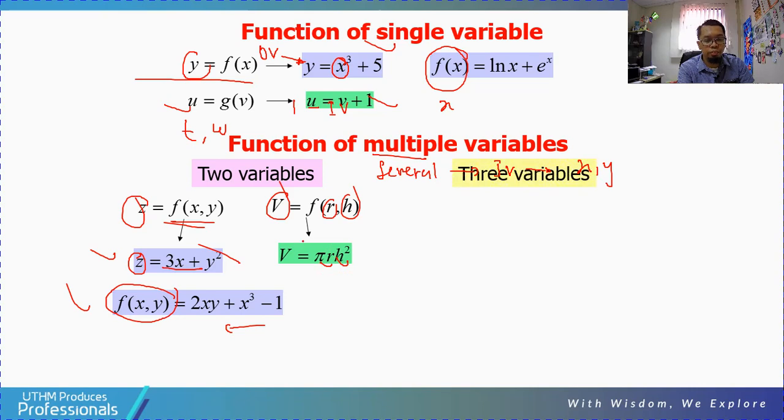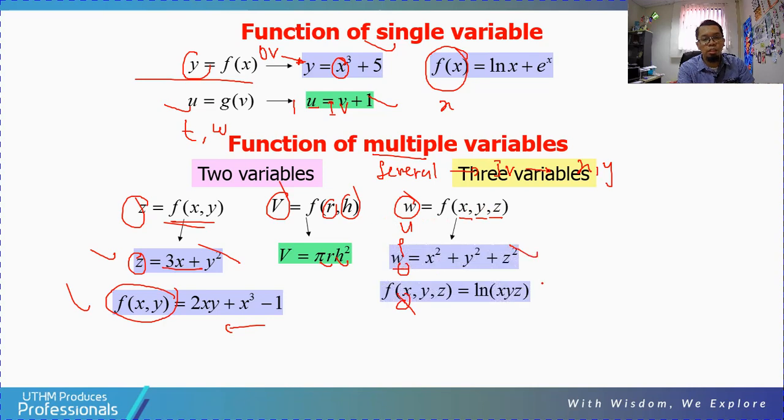Meanwhile, for 3 variables, we have x, y, z. So w is the dependent variable, and 3 variables means 3 independent variables. Sometimes we can use rho, theta, phi, and so on. Or another notation, we can use u, v, w, t. So u, v, w, t are independent variables. Okay, for 3 variables, you can write like this. This is the example for the function.